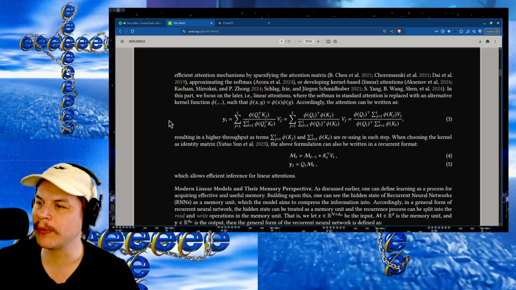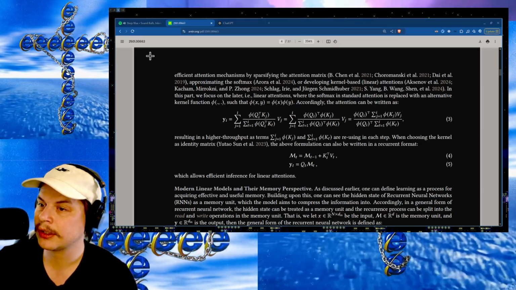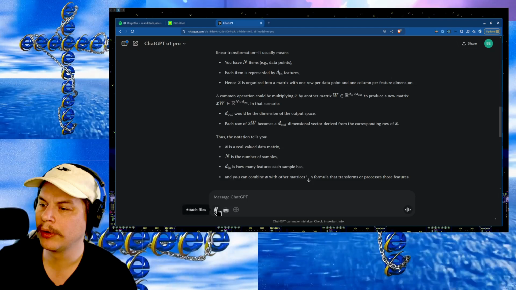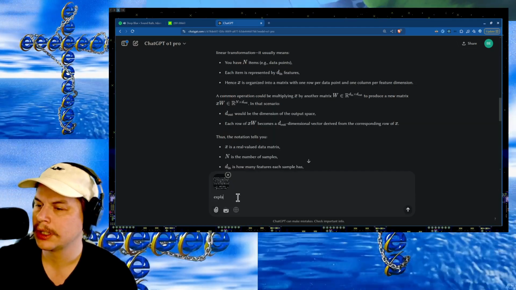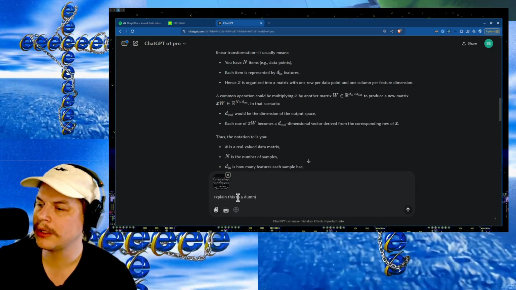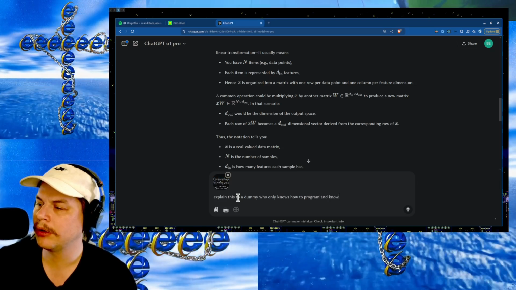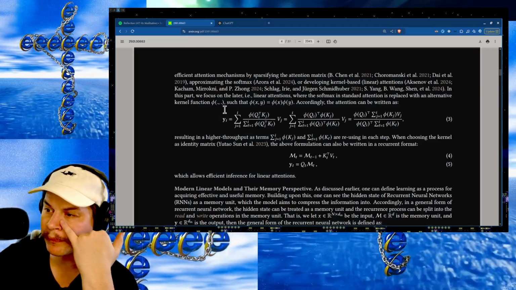Accordingly, the attention can be written as this. Now, what does that mean? No one knows. So watch this. I'm going to go to Pro. I need a faster workflow for this. Explain this to a dummy who only knows how to program and knows no math. There we go. Wait for that answer while we're learning more.